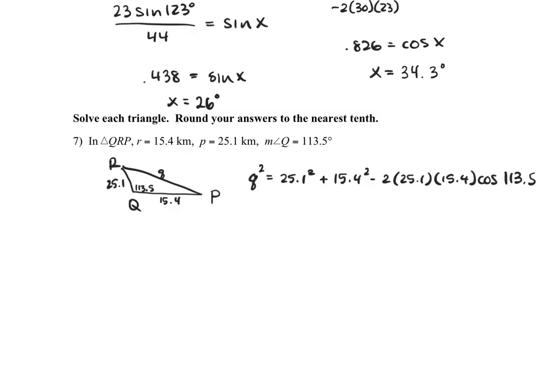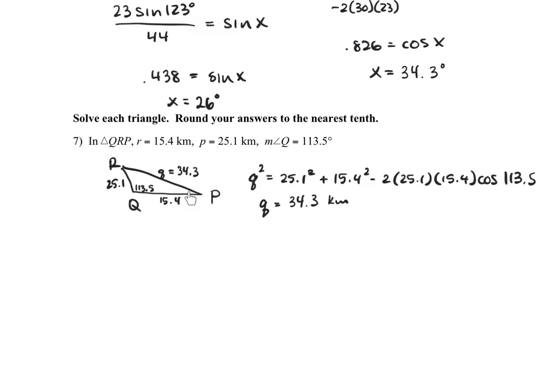And from this, we get Q is 34.3 kilometers. So now we need to find either the angle R or angle P using either law of sines or law of cosines.